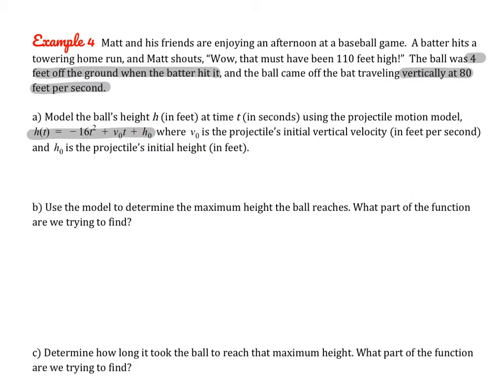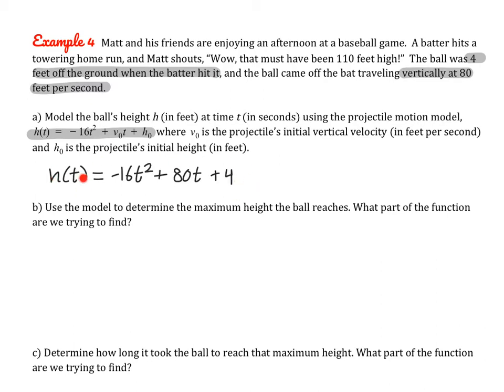So v sub 0 is the projectile's initial velocity, which we're told right here. The ball came off the bat traveling at 80 feet per second. So we can substitute that into our model. So we have negative 16t squared plus 80t. And then it tells us that h sub 0, this last constant, is the projectile's initial height. So it says the ball was 4 feet off the ground when the batter hit it. So that would be the initial height.